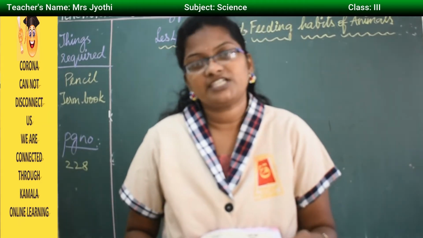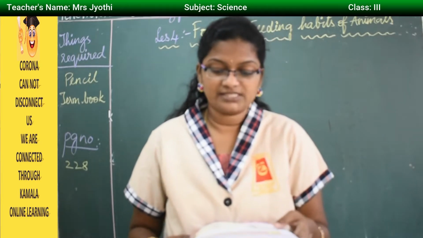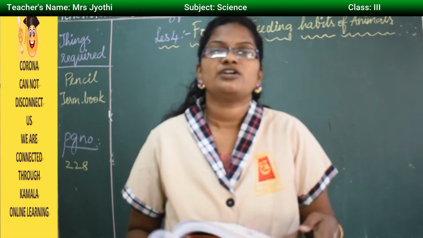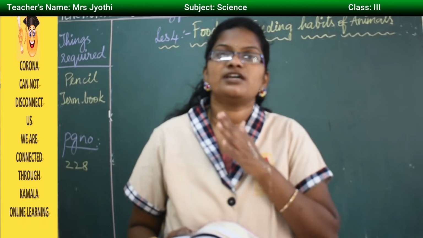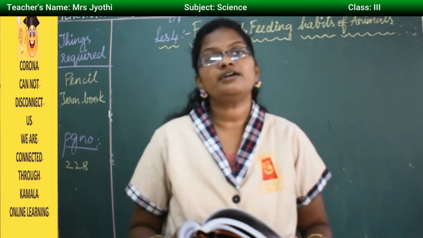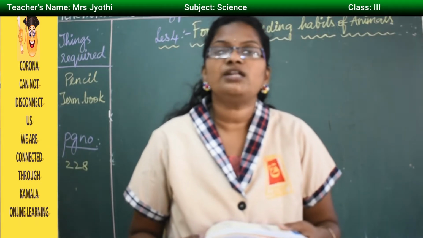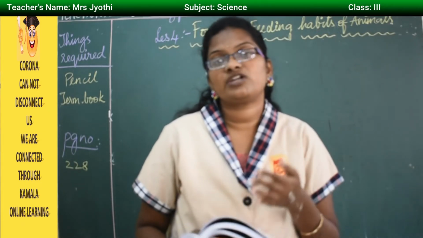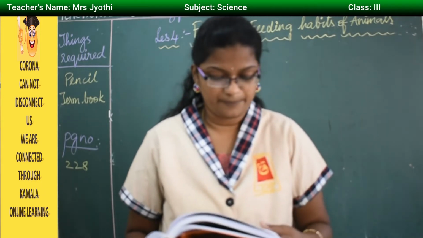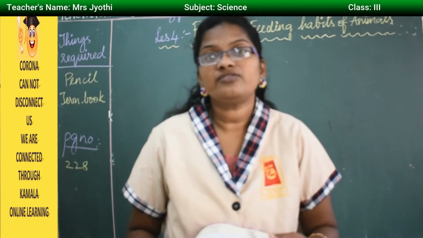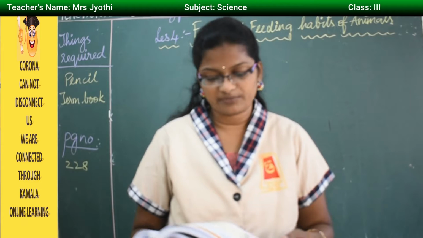So learning objectives. In this lesson what are we going to learn? Classifying animals according to their eating habits. So based on the eating habits, how are we going to classify? Classify in the sense how we are going to separate the animals. Then distinguish between herbivores, carnivores and omnivores. So what are herbivores, what are carnivores and what are omnivores? What are the differences between them? And describing the food chain. So what is food chain? About all these things we are going to learn from this lesson.